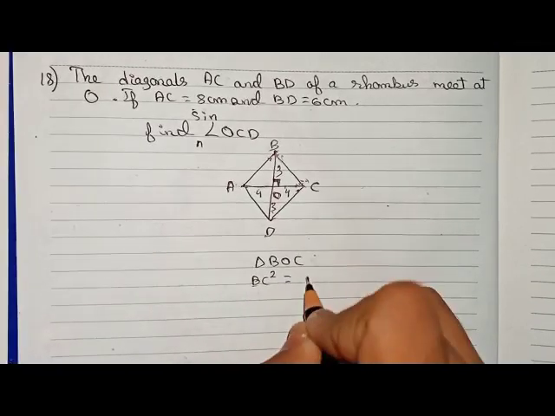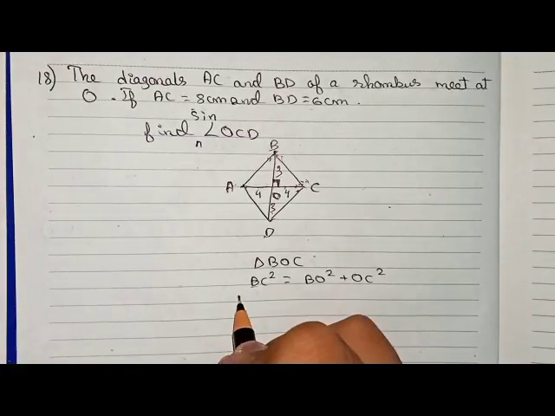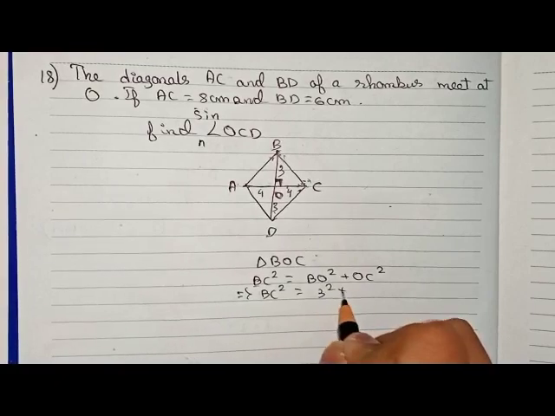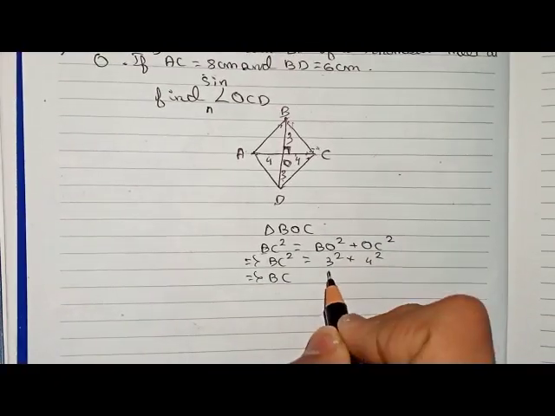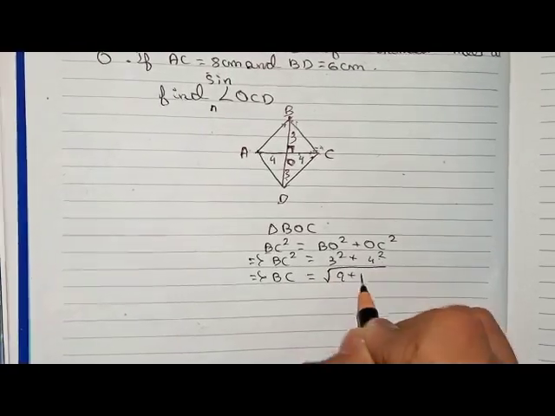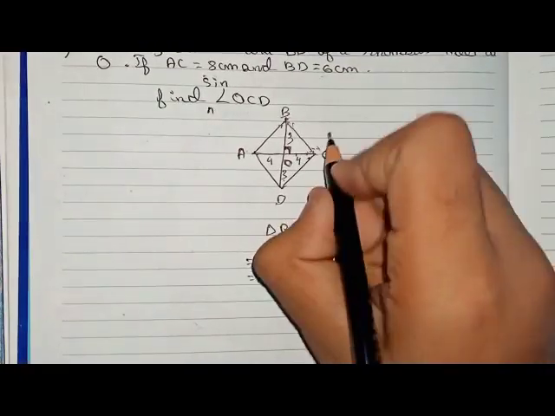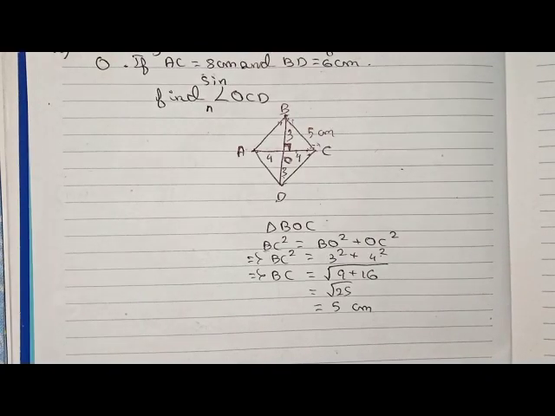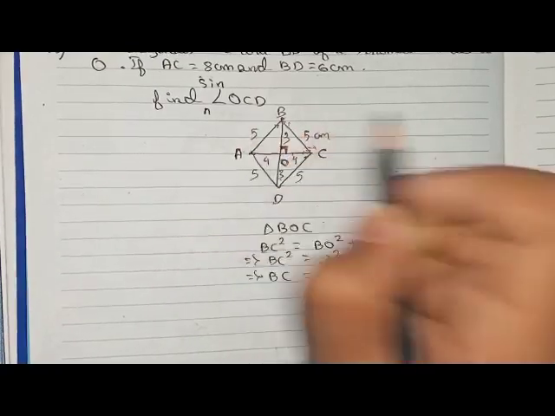BC square, that is the hypotenuse, is equal to BO square plus OC square. BC square is equal to BO square, that is 3 square, plus OC square, that is 4 square. So BC is equal to root over 9 plus 16, root over 25, equals 5 centimeter. So this will be 5 centimeter. Now we know that all the sides of a rhombus are equal. So this is also 5, this is also 5, and this is also 5.